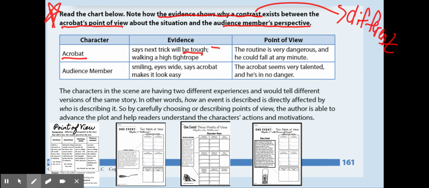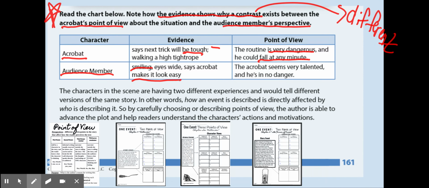And he's walking a tightrope. So, his point of view is that this routine is very dangerous and that he could fall at any minute, which goes up to saying earlier that he could even be a little bit afraid. Then we have our audience member, and she is smiling, her eyes are wide, and she even thinks to herself that he makes it look easy, which goes to show why we said that the tone was positive for her, because she's excited and impressed. And the point of view that she's got is that she sees the acrobat as being very talented and that he's in no danger.